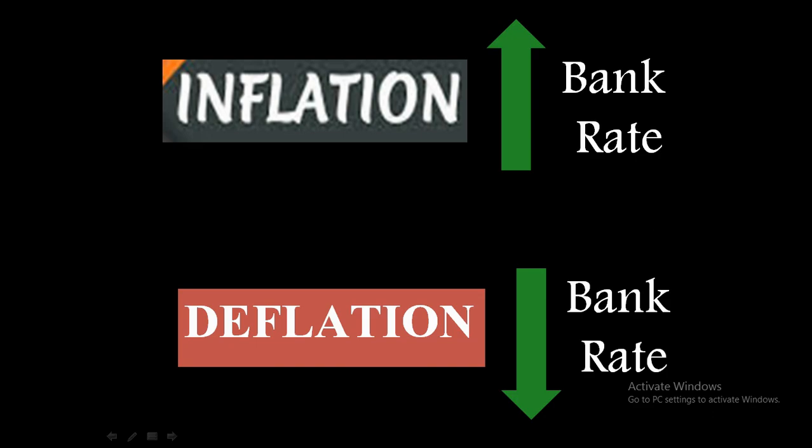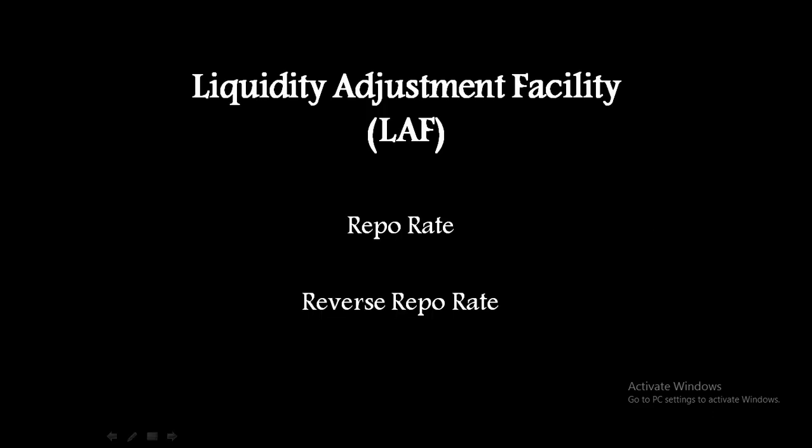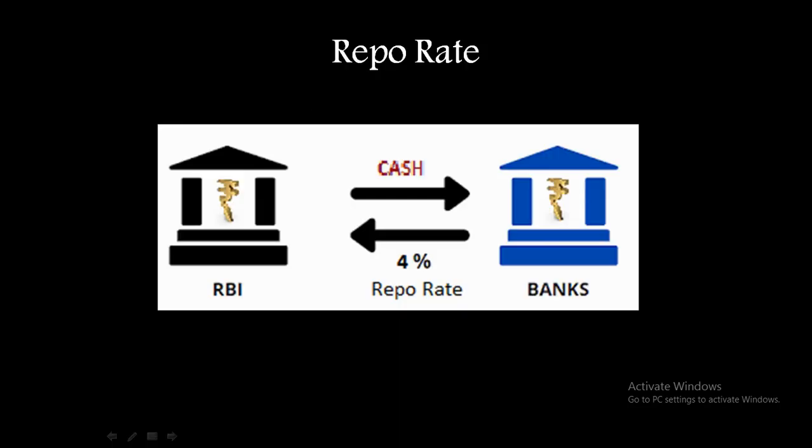Next is LAF, that is Liquidity Adjustment Facility, and it has two components, that is repo rate and reverse repo rate. The RBI introduced the LAF as a result of the Narasimhan Committee on Banking Sector Reforms in 1998. Now we'll discuss repo rate. This is the interest rate at which the RBI lends money to commercial banks in case they need short-term funds to meet regulatory or business requirements.